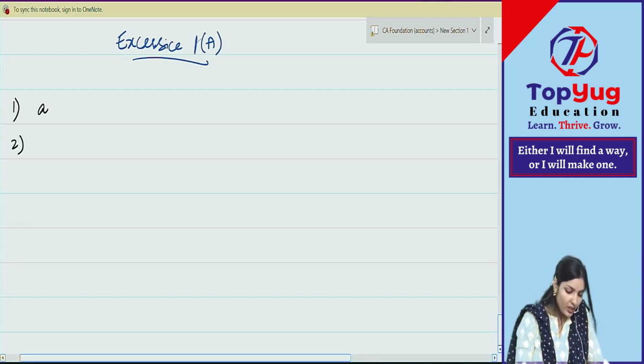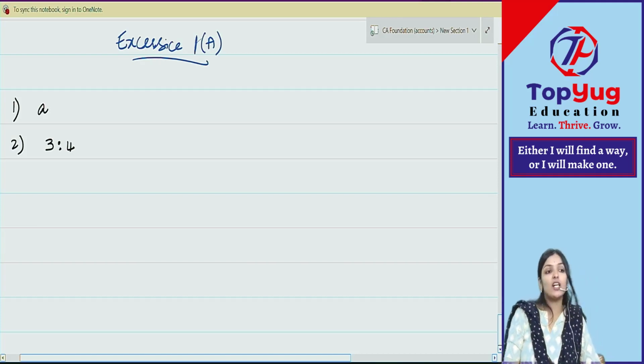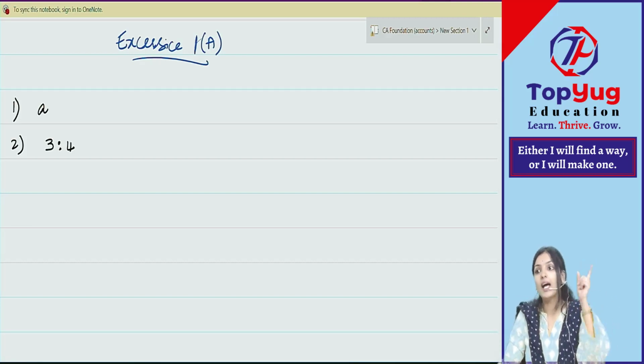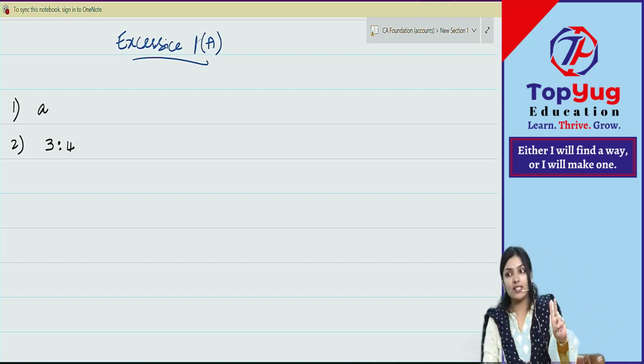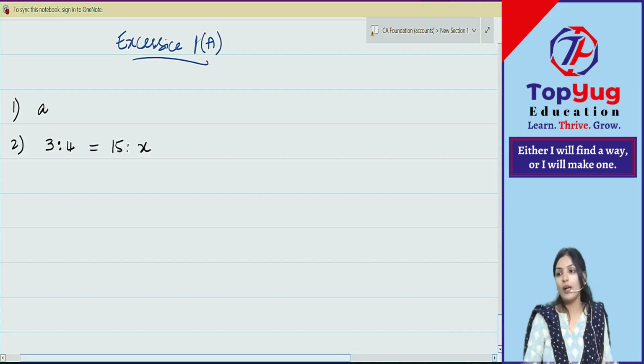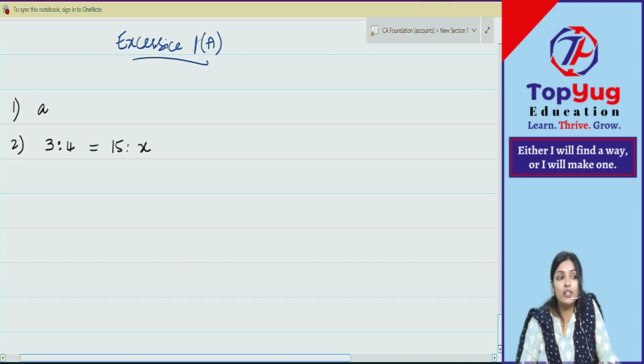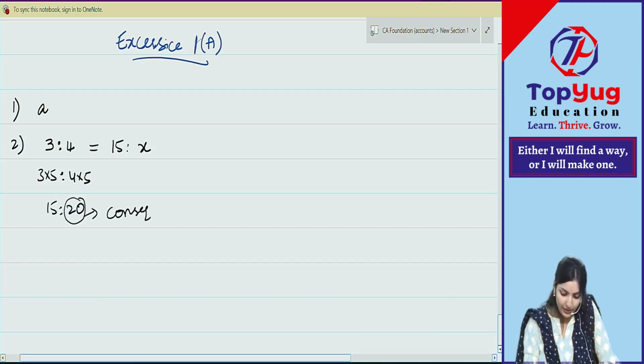A. Now second one, the ratio of two quantities is 3:4. If the antecedent is 15, the consequent is first term antecedent, second term consequent. So antecedent is 15. What is the consequent? Yes. Because how you will get it? When you will get 15 in 3 tables? 3, when you are multiplying 3 with 5, so you have to also multiply 4 with 5. Then only you will get 15:20. And what is 20? 20 is consequent.